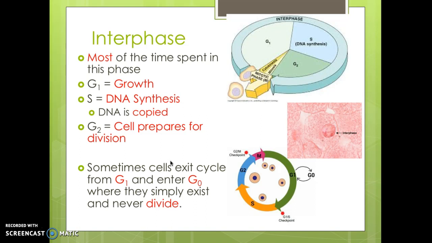So sometimes cells exit the cycle in this thing called G sub 0, where they simply exist and never divide. Your brain cells are an example of this. If you've ever heard of like you use it or you lose it, or you're burning brain cells, sometimes when you have brain damage, it never goes back to normal, meaning that a lot of the cells are in G0. There is some evidence that our brain cells can go back into mitosis and the cell cycle, but again, for the most part, they stay in G0.